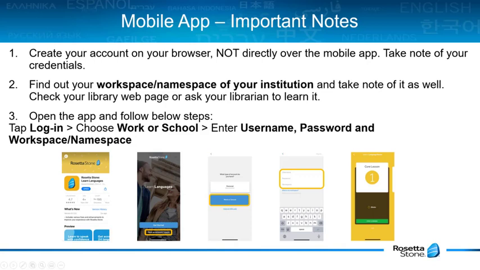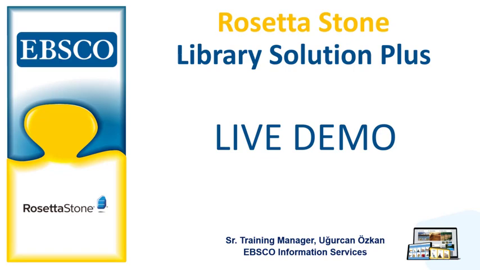Another key point to mention is the workspace number of your institution. It usually starts with N, S, or NS, and they are followed by some numbers. Check your library web page or ask your librarian to find out. Now you can open the app, tap Login, choose Work or School, and enter your user ID, password, and workspace. You'll be sent to the first exercise of the first unit. Let's see how it works.